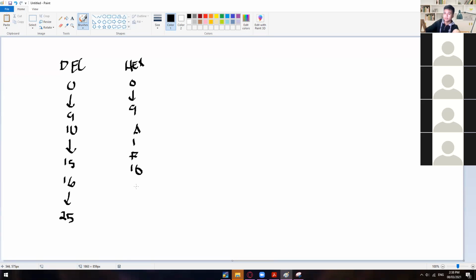15 is F. Let's just arrange that one. Yeah, there you go. So 16 is 10 up to, so this one is plus 9. So 10 to 19. So this one also has a pattern. So 0 to 9, 10 to 19, and then from A to F, we also have 1A.